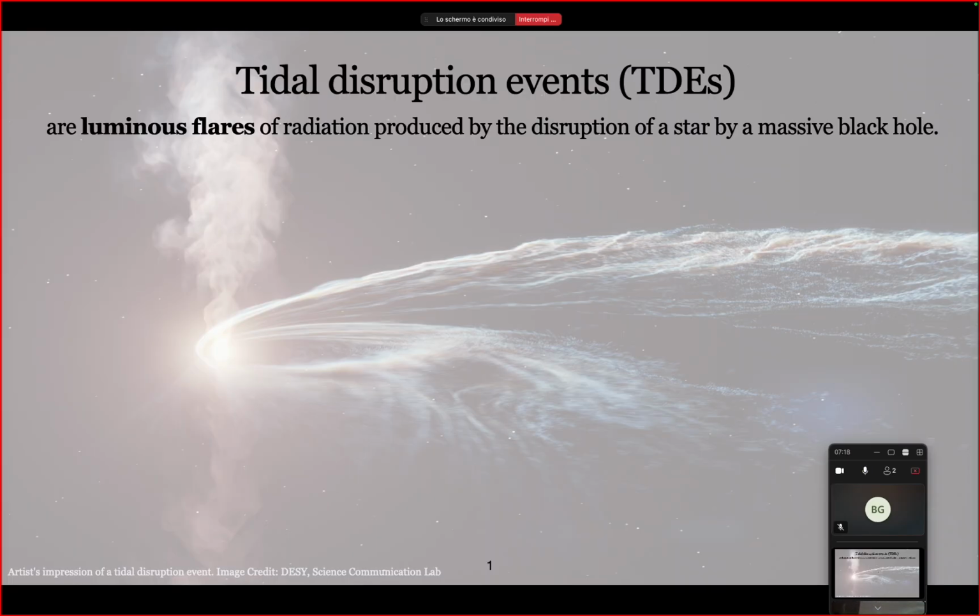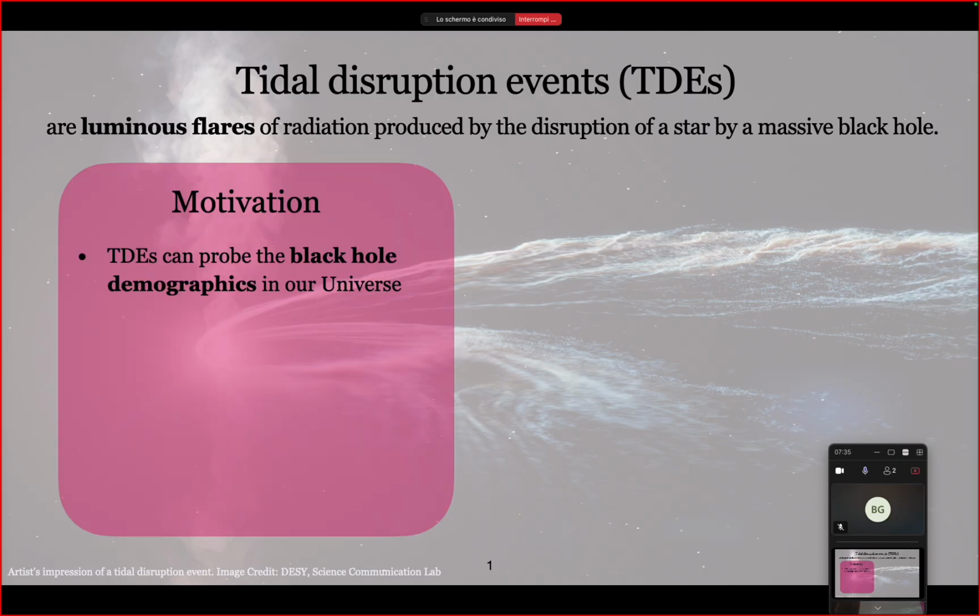A tidal disruption event happens when a star gets disrupted by the strong tidal pull of a black hole residing in the center of a galaxy. During this event, a luminous flare of radiation is produced, which we can observe. One of the main motivations for studying TDEs is that we can use these observations.